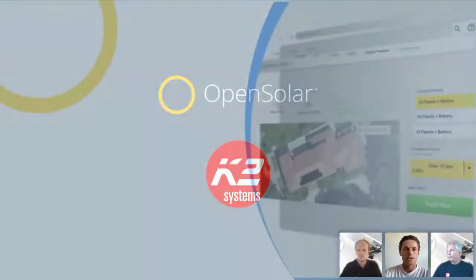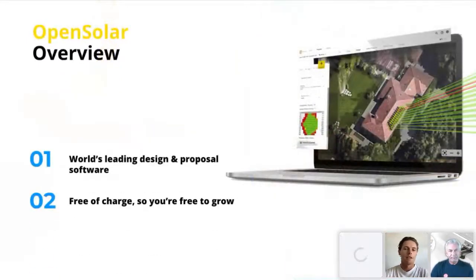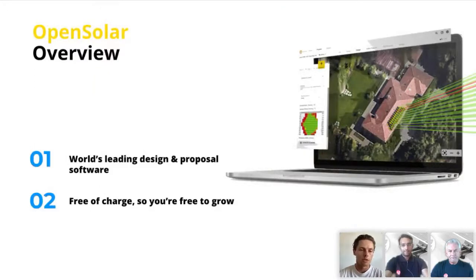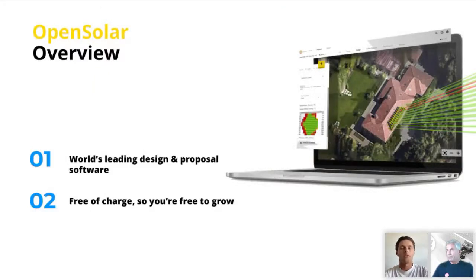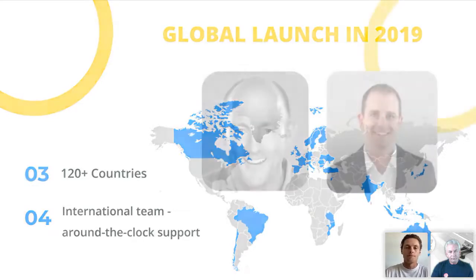So just to get us started today, a quick overview on the OpenSolar toolkit. Two things. We are a world-leading design and proposal software, and we're completely free of charge, so you guys are free to grow. And free of charge thanks to our amazing partners like K2 today. We're a mission-driven company that's just trying to accelerate solar around the world, and our partners like K2 are helping us do that. We had a global launch in 2019 across 120 countries, and we have an international team dedicated to support around the clock, based here in Australia, the United States, South America, and Europe.